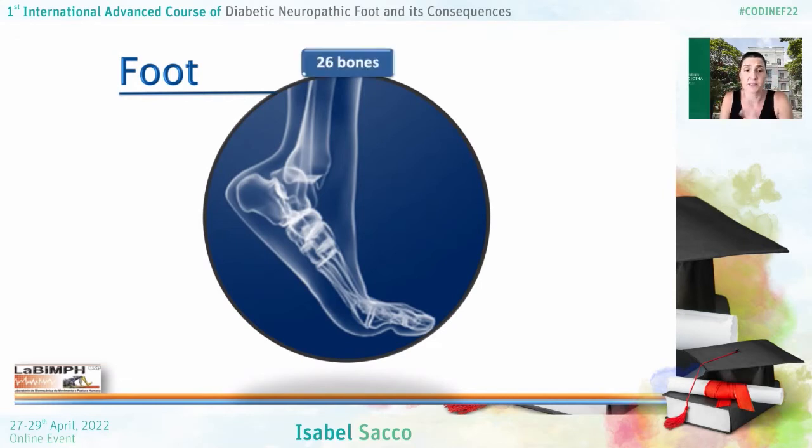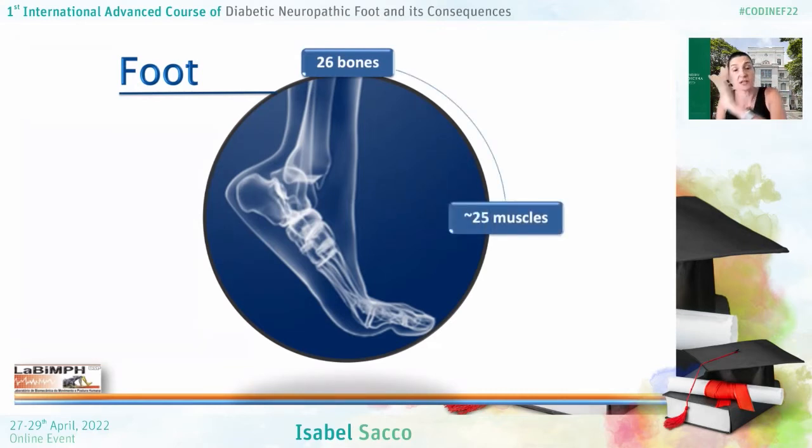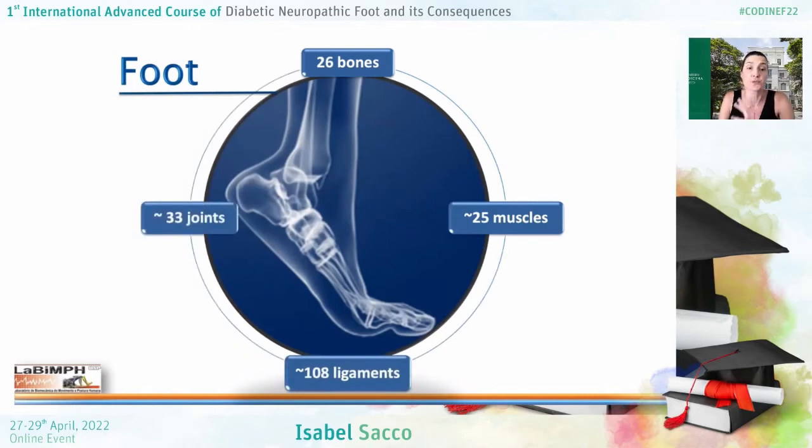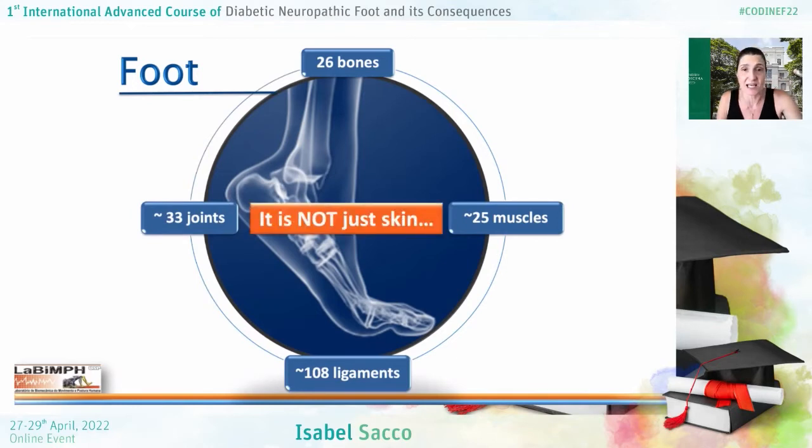The foot alone has approximately 26 bones, approximately 25 muscles, 108 ligaments, and 33 joints. And so we have many more structures besides the skin to focus and work with. And we have to keep in mind that all these active and passive structures do not vanish or completely lose their function as soon as an individual is diagnosed with diabetes or with neuropathy.